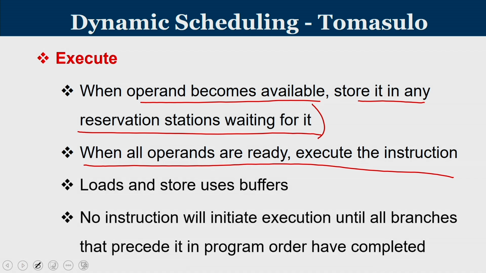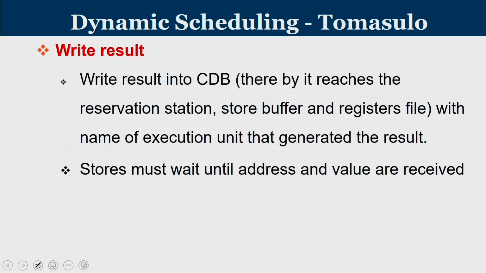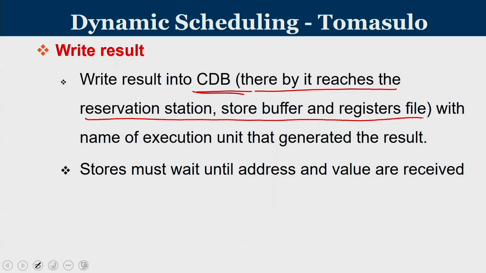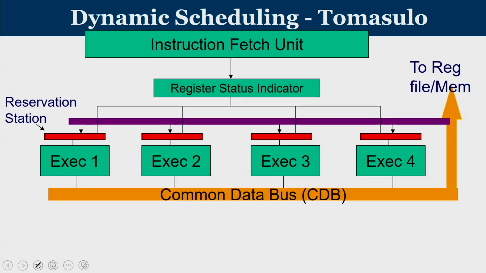Loads and stores also use buffers, and no instruction will initiate execution until all branches that precede it in the program order have completed. So, we do not have a mechanism to address the control hazard at this point. And coming to write result, as mentioned, we are going to have a common data bus to which the output of all the functional units is connected. So, write the result into the common data bus, thereby it reaches the reservation station, store buffer and the register file with the name of the execution unit that generated the result. And all the stores will wait until the address and the value are properly received.